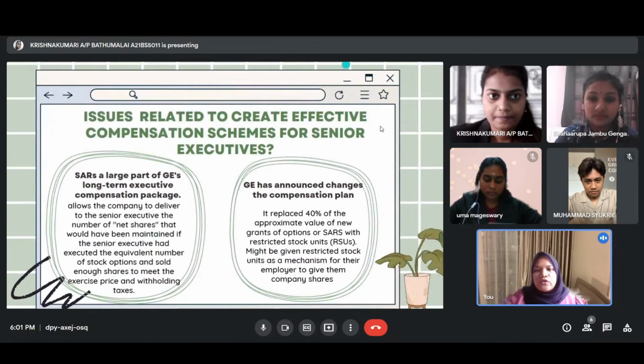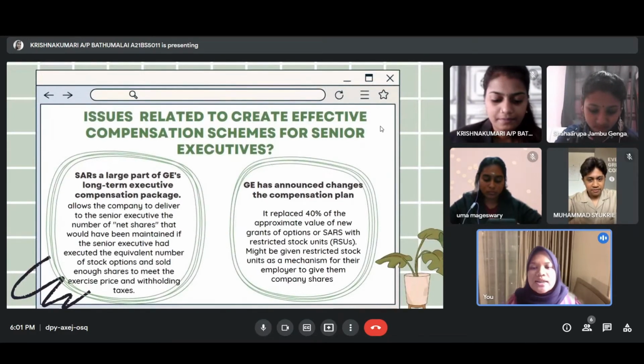Okay, so for the issues, we got two issues here, which is SARs are a large part of GE's long-term executive compensation package, and the second one is GE has announced changes to the compensation plan. So the first one is both options and SARs cost GE the same amount and provided the same benefit to its executives. The rationale for using SARs for senior executives is explained in the GE proxy statement.